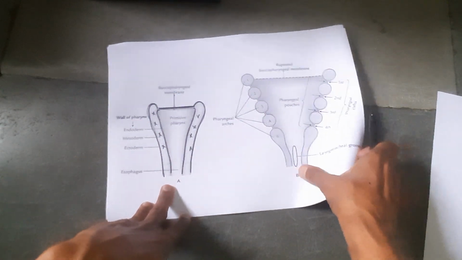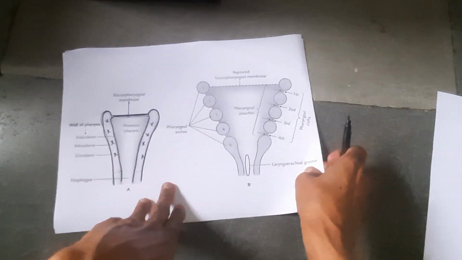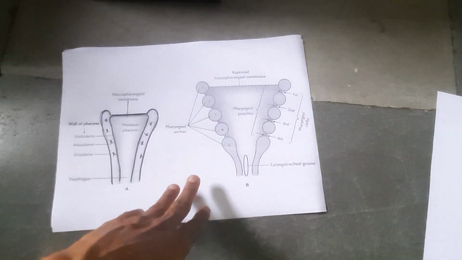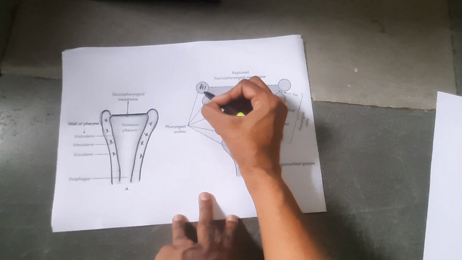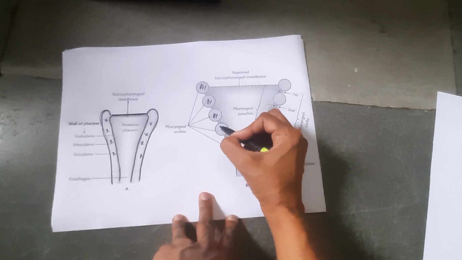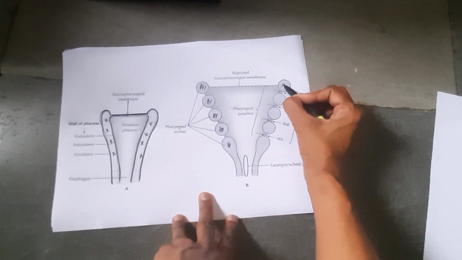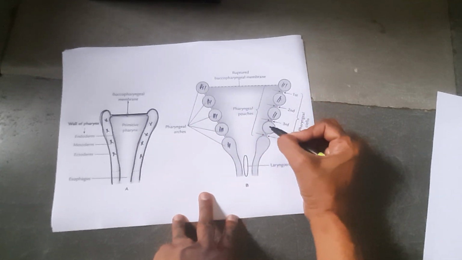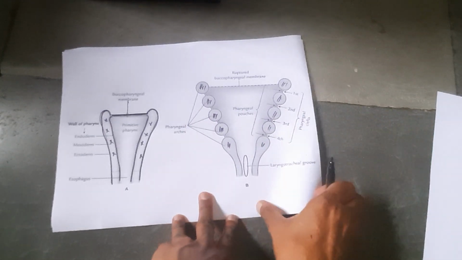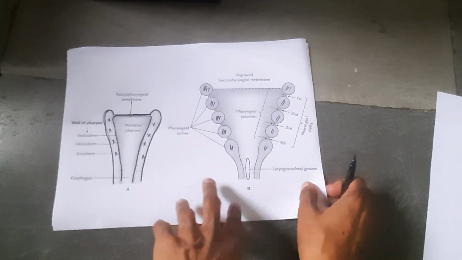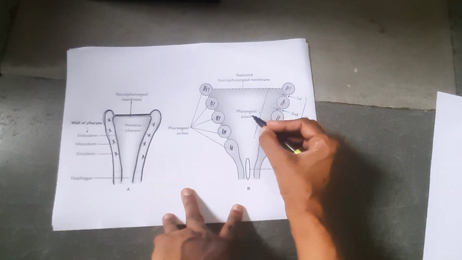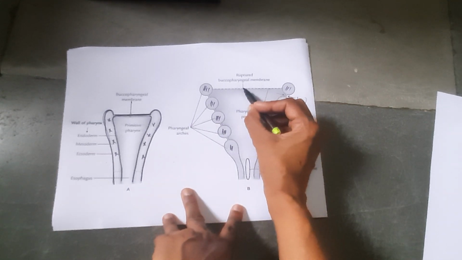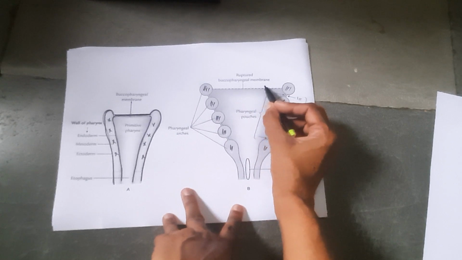Already told you, in the lateral wall of the primitive pharynx, mesodermal thickenings will appear, and because of that there is a formation of pharyngeal arches, pharyngeal clefts and pharyngeal pouches. Mesodermal thickenings appear in the lateral wall of the primitive pharynx just caudal to the stomatodeum.